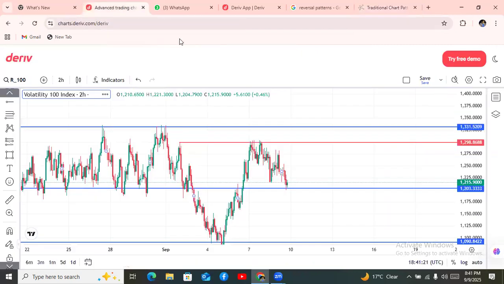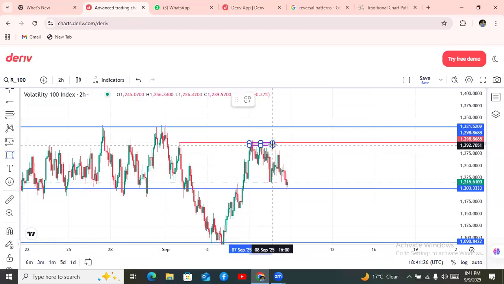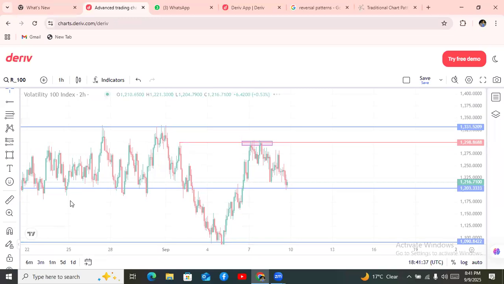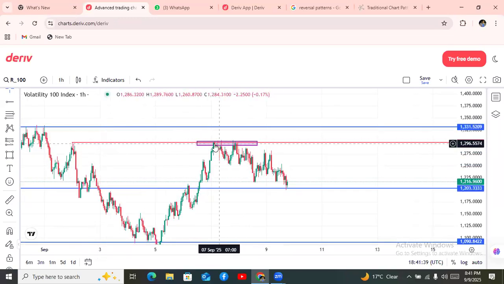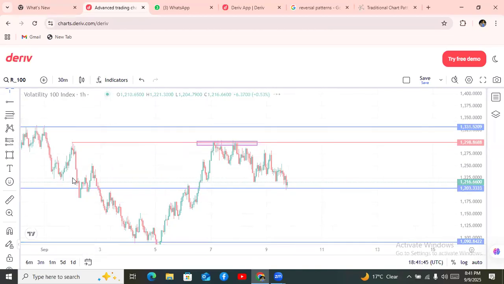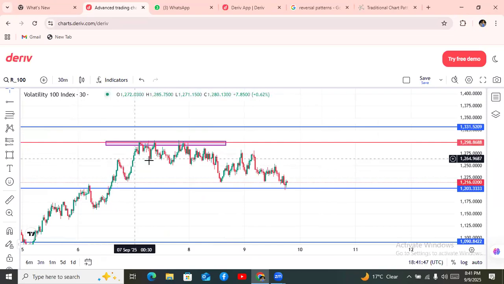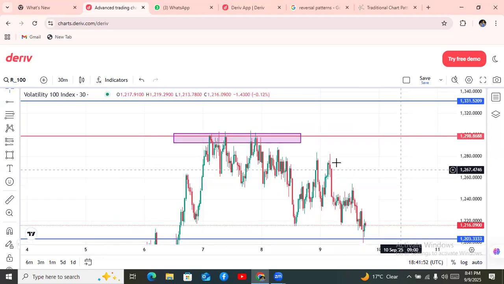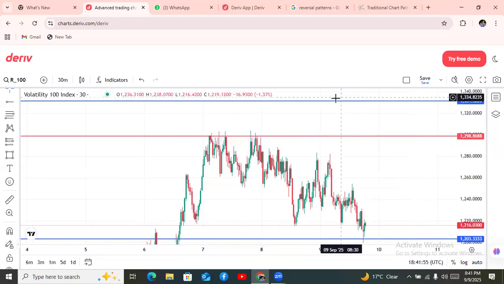So, okay, we go back to our chart and we want to identify how the market reacted at that level, at our resistance level. So we go to a 1 hour time frame, for example, or maybe 30 minutes for more clarity. And if we go to a 30-minute time frame, this is a very clear one.